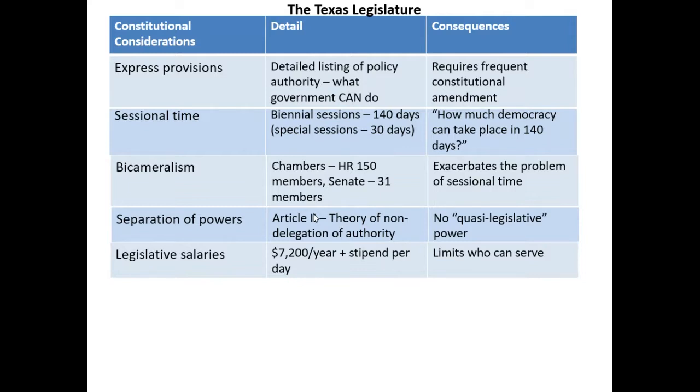Again, I can tell you what some of the arguments are, and then you can decide whether you find them credible. So the main argument in favor of keeping the legislative salary low is something like this: the last thing we want is a professional legislature. The last thing we want is professional politicians going to Austin because they're motivated by the salary. We get that in Congress, they'll say.